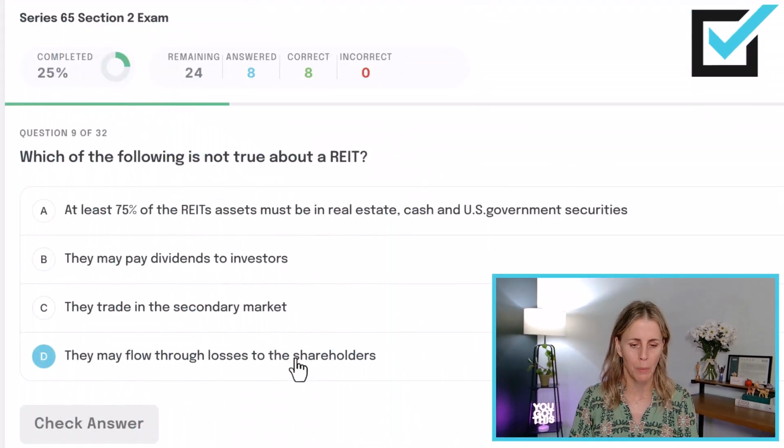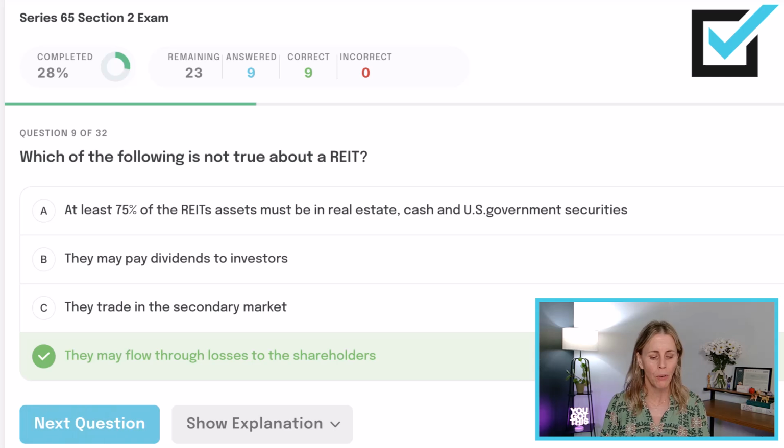A REIT trades in the secondary market like a share of common stock. You can think of it similar to a closed-end mutual fund or an ETF. When you have a stock, do you ever get a bill that says you owe the issuer more money? No, there is never a flow through of losses to the shareholders on a publicly traded security. If you were the owner of a direct participation program, or a partner in a limited partnership, the K1 would flow through a loss, but not something that trades in the secondary market like a REIT. No, just positive flow throughs like a dividend.